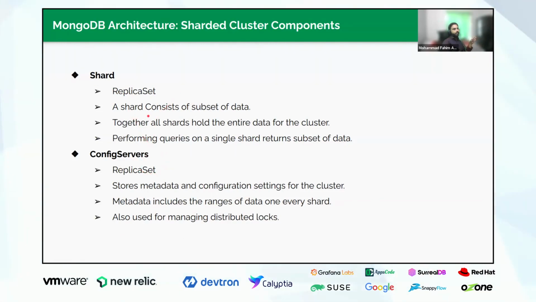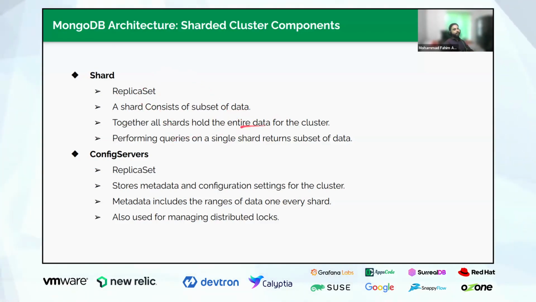The shard consists of a subset of data. So if you have 3 shards, that means your data is distributed in 3 shards. If you have 5 shards, your data is distributed in 5 shards. So if you have like 100 data and 5 shards, you have 20 data per shard. So you can distribute your data on the shards.